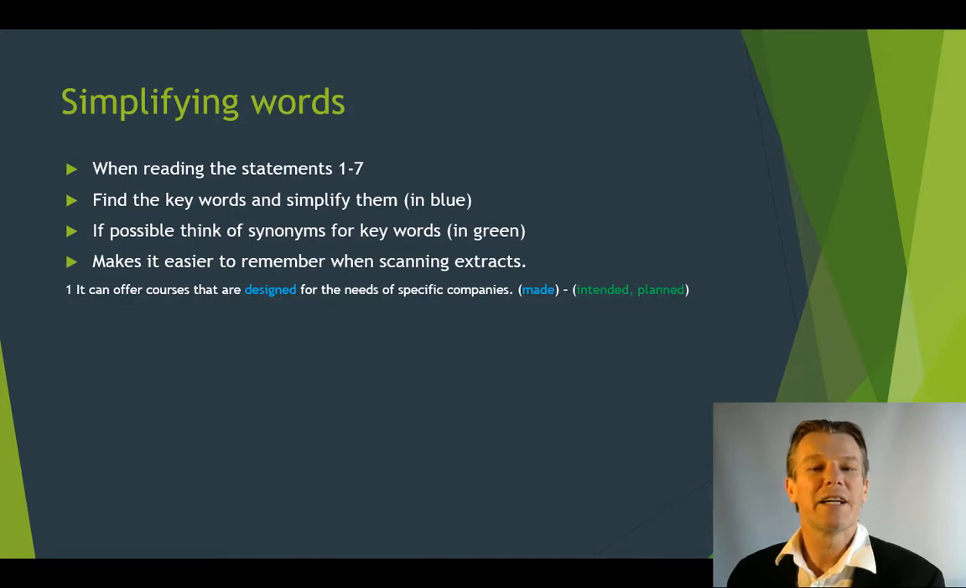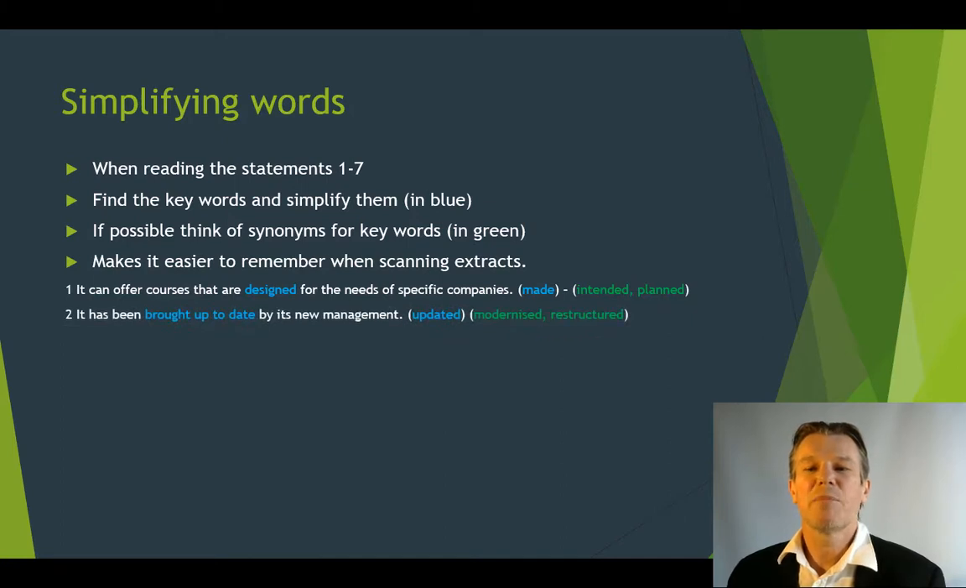So when I'm scanning the text A, B, C, D, if I have the word made in my head while looking for a synonym for made, it makes it a lot easier to remember why I am scanning the text. If I can think of synonyms, then write these down as well. So a simplified word I've got is made, and synonyms I've thought of are intended, planned. So if these words come up, then I know I'm on the right track to finding the answer. So I've done this for number 1. Let's have a look at the other 6 statements and do the same thing for them.